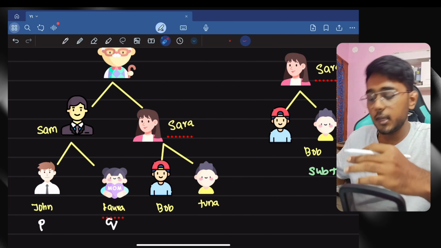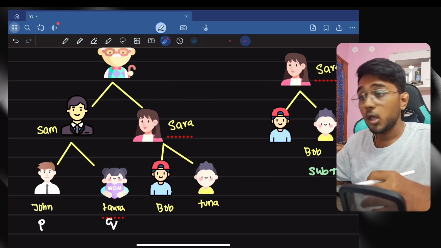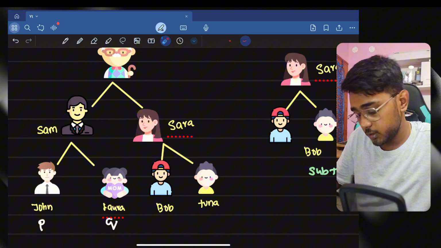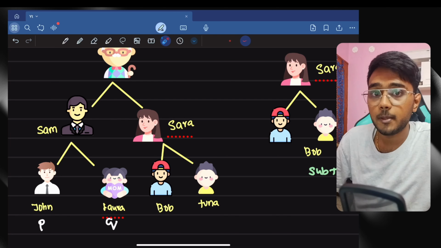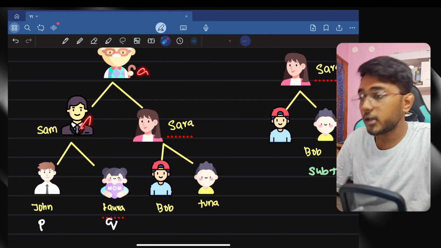Again, you can think of it like this as well. In a relation, who is going to be the most important person for nodes P and Q? Tell me, father or grandfather?